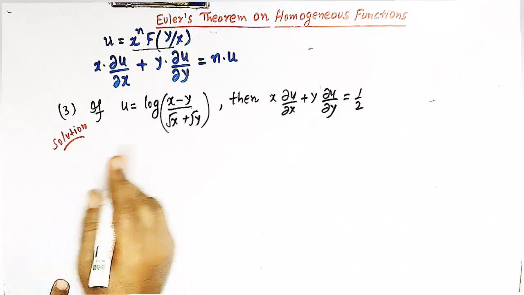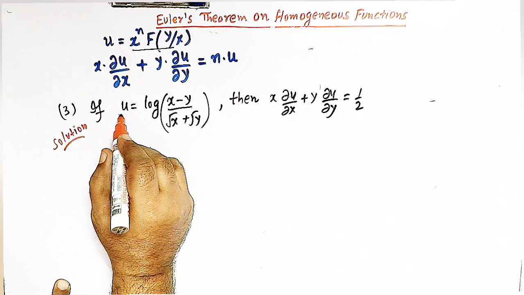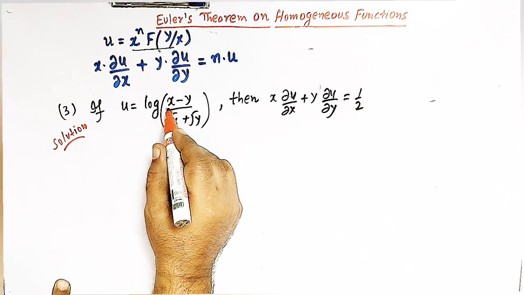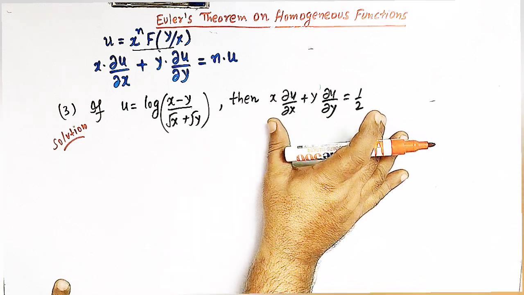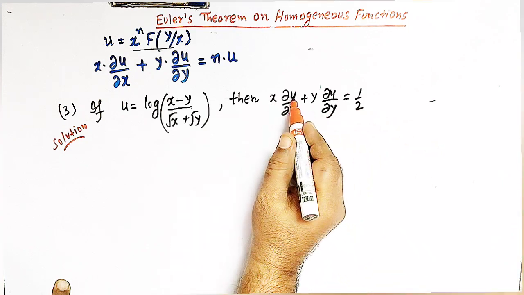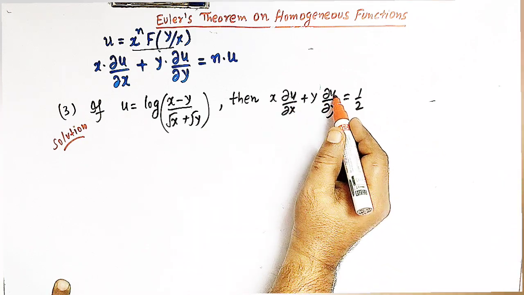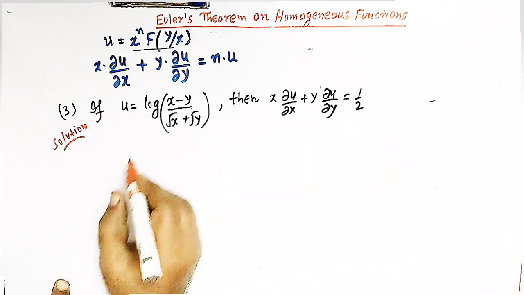So now let us consider this problem. Here we are given a function u equal to logarithm of x minus y divided by root x plus root y, and we have to show that x times del u over del x plus y times del u over del y is equal to half.